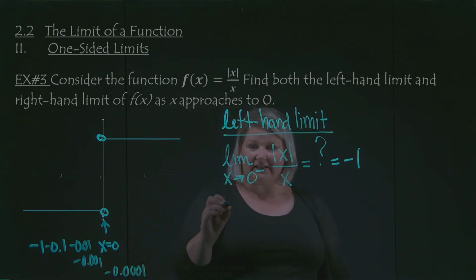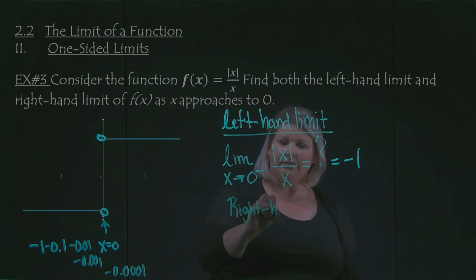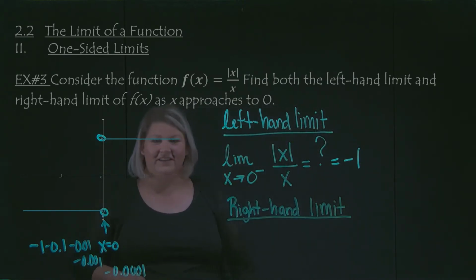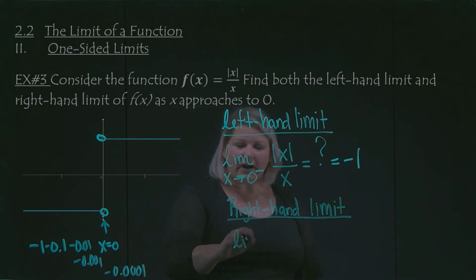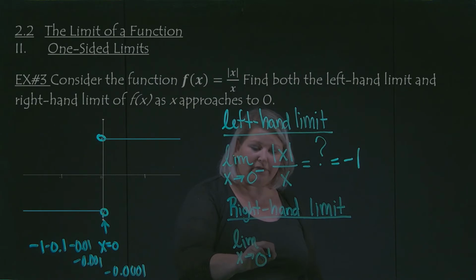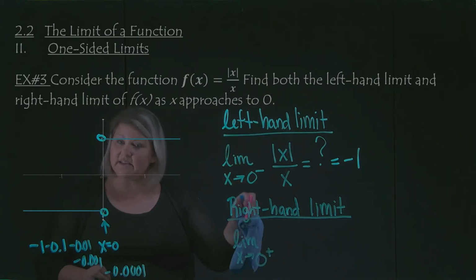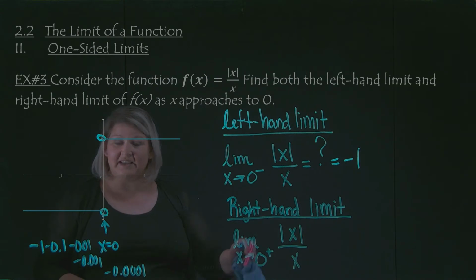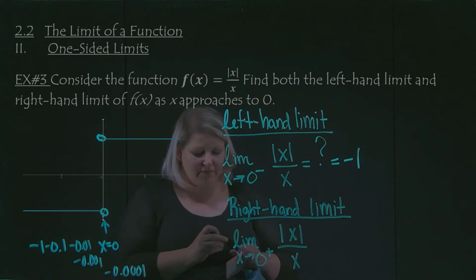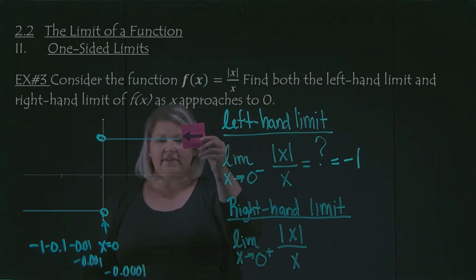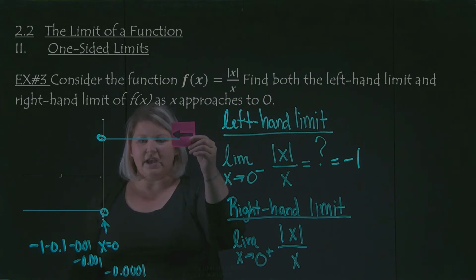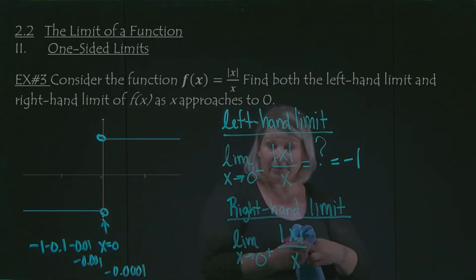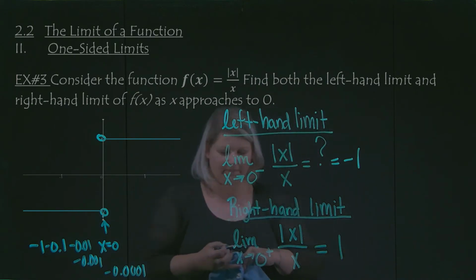Okay, now let's look at the right-hand limit. We're going to look at the limit as x approaches 0 from the right-hand side. The right-hand side is the positive side. We're going to look at what value the function, absolute value of x divided by x, approaches as x approaches 0 from the right. Same thing: I approach 0 from the right, and then I look at the output values, and the output value of this function is going to be +1.